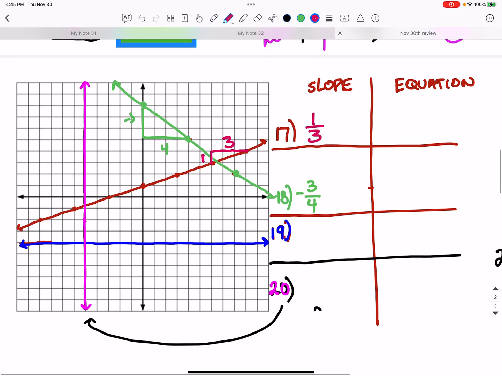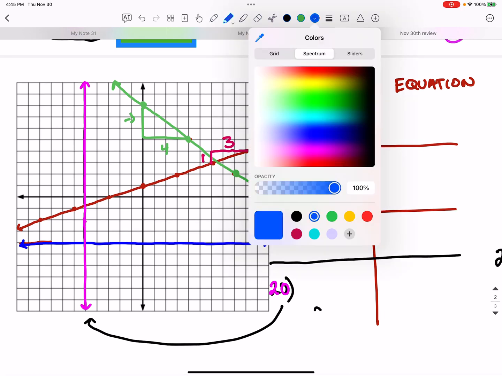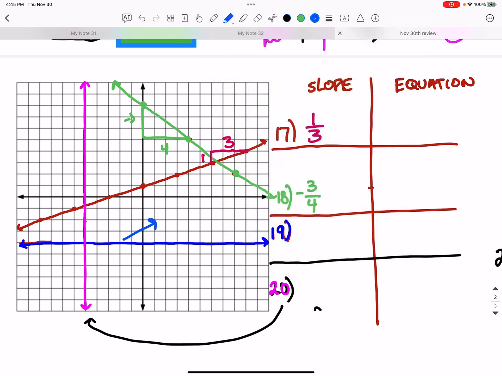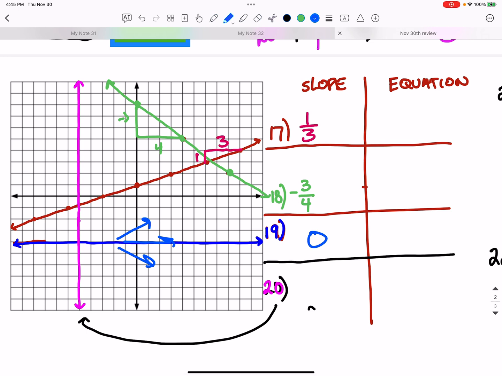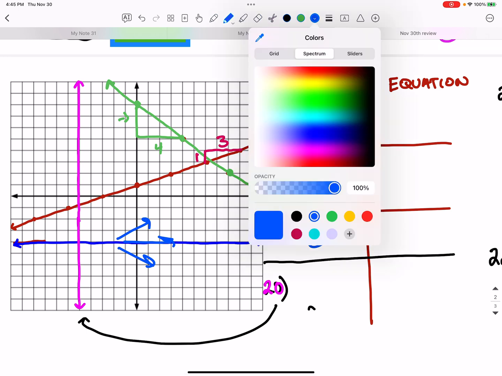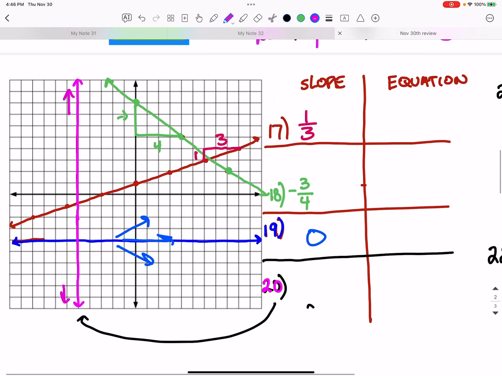If I use my right arm, the blue one is completely sideways. It's not positive, it's not negative, it's right in between positive and negative. That's 0. The pink one, if I use my right arm, do I point up or do I point down? Because they're going equally up and down. That's undefined. There's no way to do that. That's not a slope.